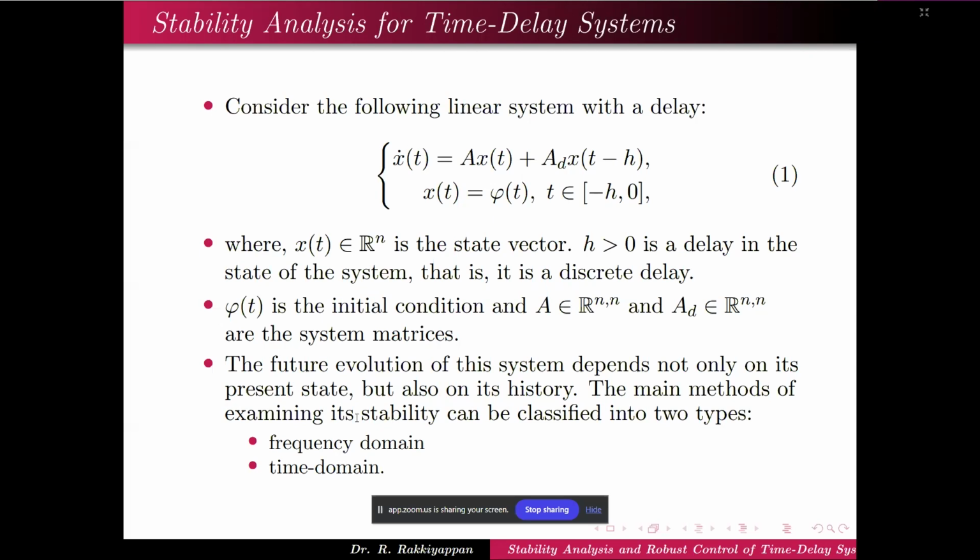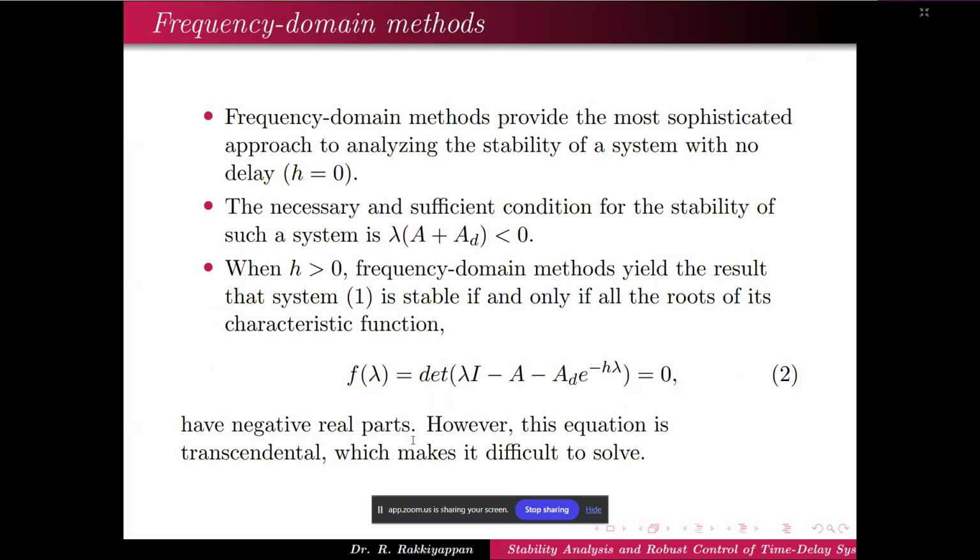The main methods for examining its stability can be classified into frequency and time domain. The frequency methods depend only on the solution of the roots of the characteristic equation. Here the necessary and sufficient condition for the stability of the system is based on the eigenvalues of the combined matrix A plus A_d. If the eigenvalues have negative real parts, then we can say that the system is stable.